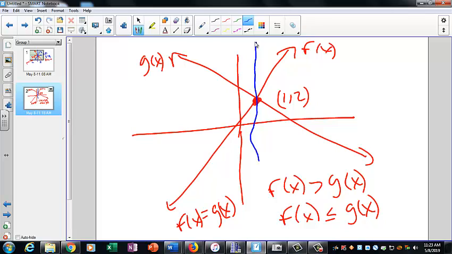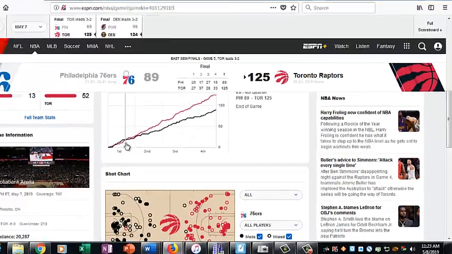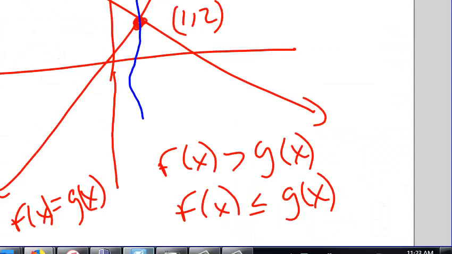Again, if I was back on my little score thing here, and I said, when are they tied, you wouldn't tell me the score at which they were tied. I'm asking you when. Was it the first quarter? Was it the second quarter? Does that make sense? There's a difference between when they were tied and what the score was when they were tied. What the score was is relatively immaterial. They were tied. Does that make sense? So just like that, when I say when is f of x equal to g of x, I'm asking you when, not what the ordered pair is.